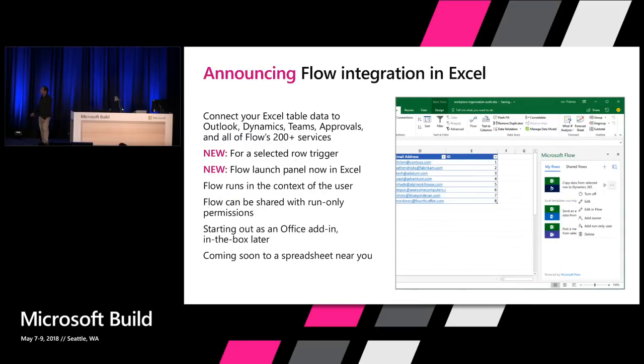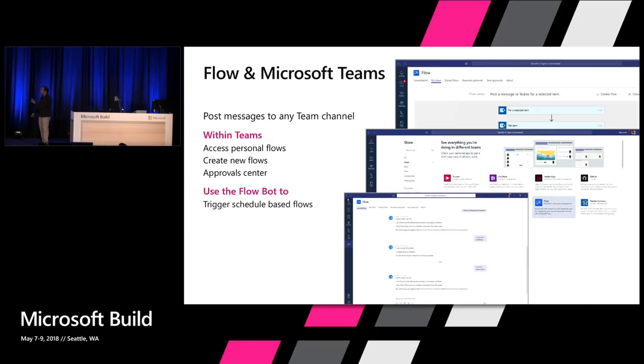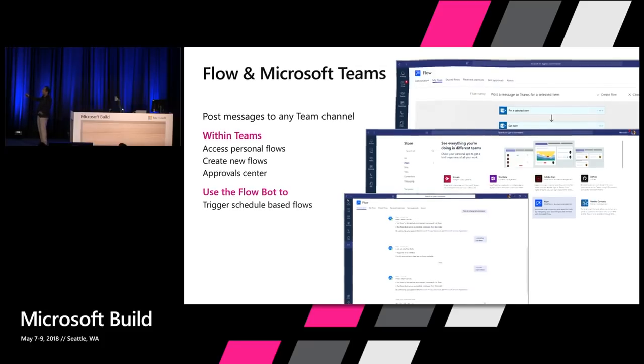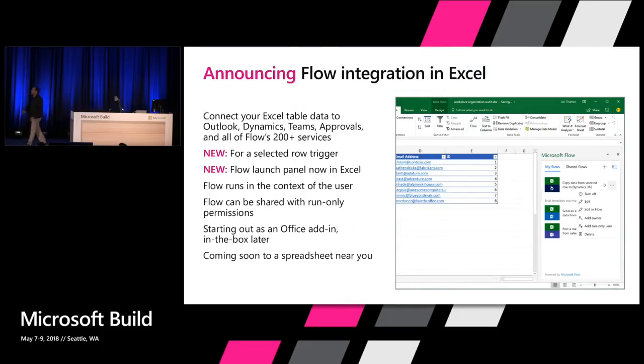Actually, before I do that, I'm going to go back, and we're going to do a big reveal. Boom. So announcing, for the very first time in public, I'm serious, you guys are the first people to find this out, we have a Flow integration in Excel. And the idea is that with your tabular data, you can now connect it to all of the over 200 services that Flow has to offer, including Outlook, Dynamics, Teams, approvals, etc.